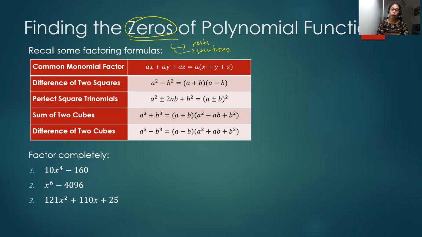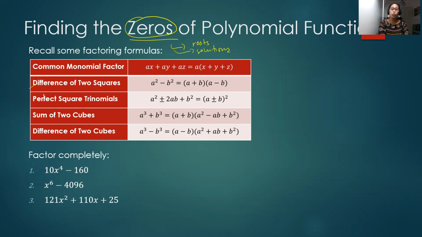Now, before we proceed with working on the zeros of a polynomial function, it's necessary that we recall some factoring formulas that you have learned in your previous mathematics classes. So we have working on the common monomial factor. This is just done by identifying the greatest common factor among the terms, like among these three terms. In this case, the common factor is a. So we divide both terms by the common factor, and that results in the second factor. And that is how we work on the common monomial factor.